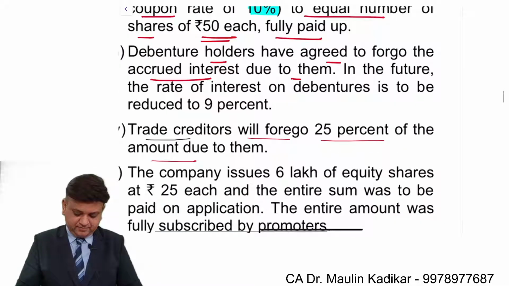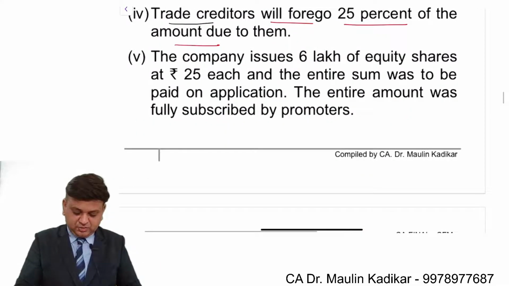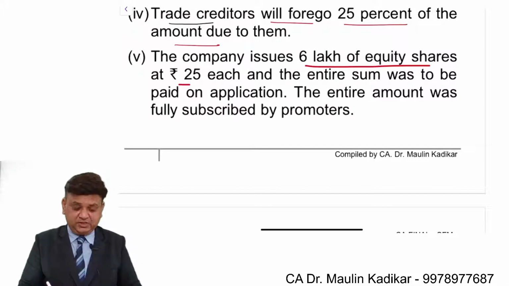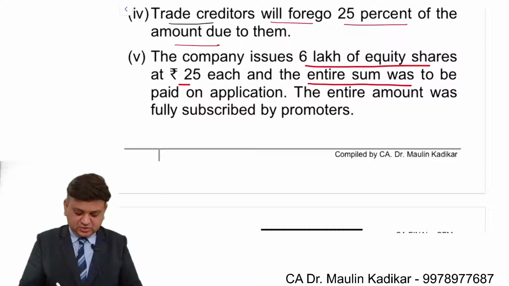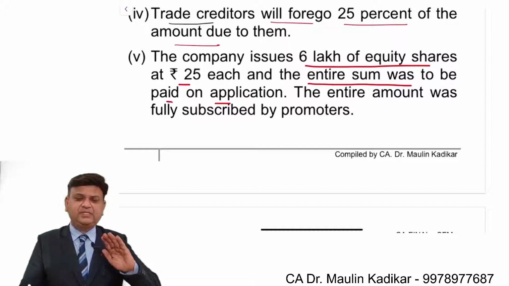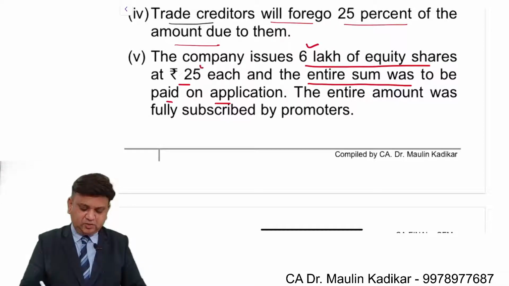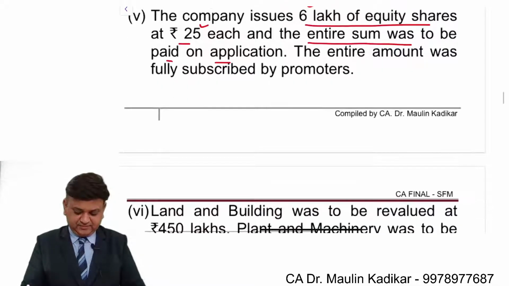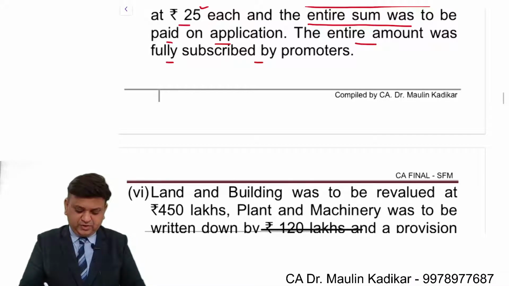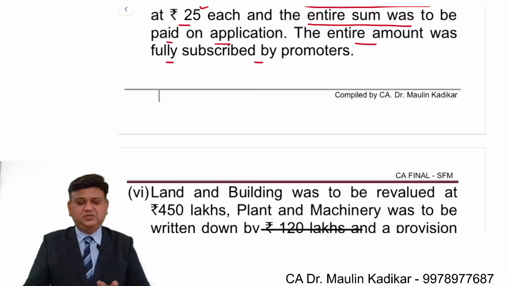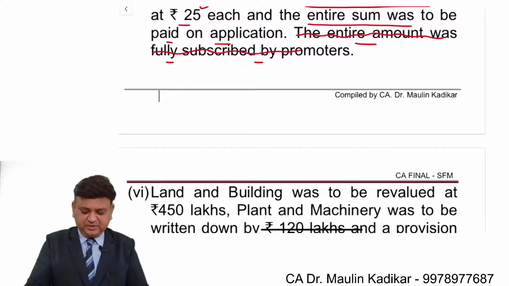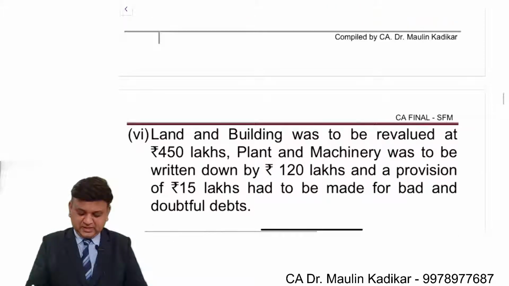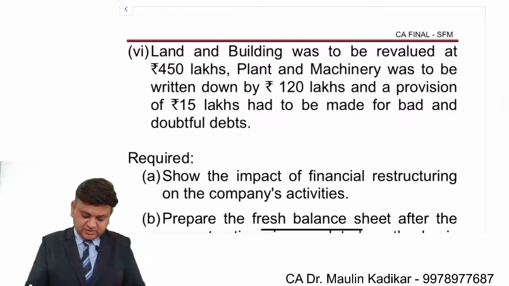Next, the company will issue 6 lakh equity shares of rupees 25 each, and the entire sum was to be paid on application. Means bank account debited to equity share capital account. It is 6 lakhs into 25, 150 lakhs. The entire amount was fully subscribed by the promoters. So this information is basically of no use to us, because ultimately the promoters are only required to show the interest that they want to continue with the business.